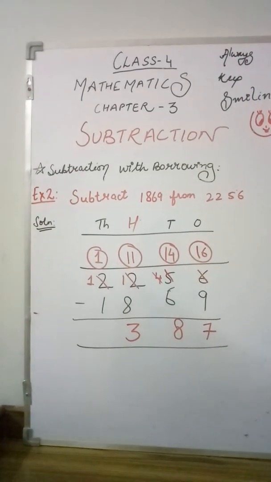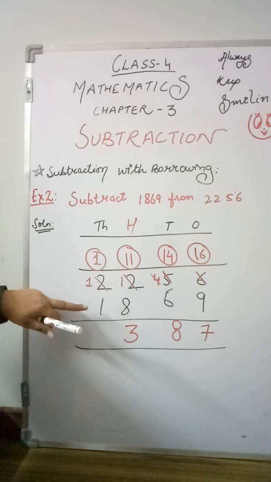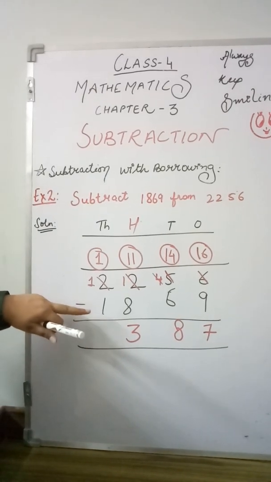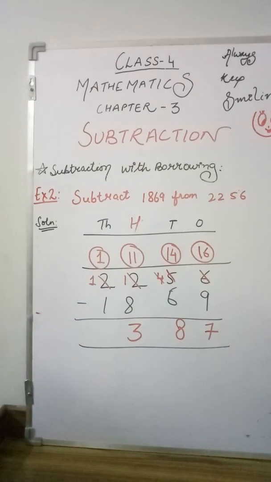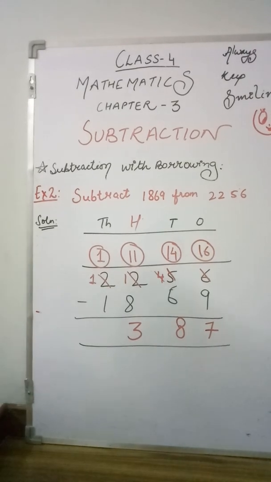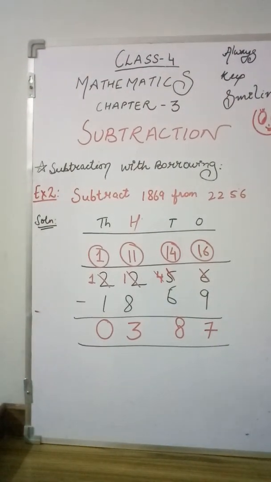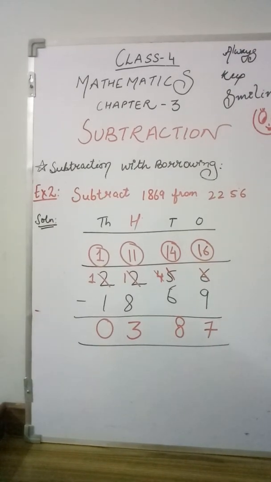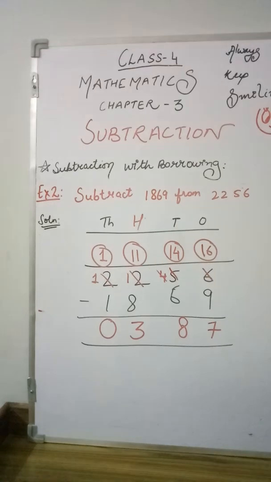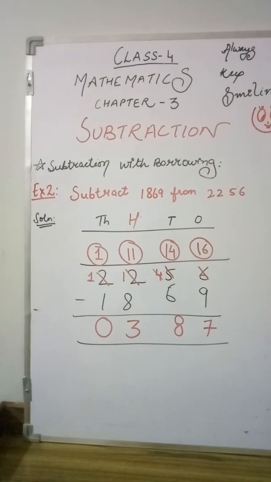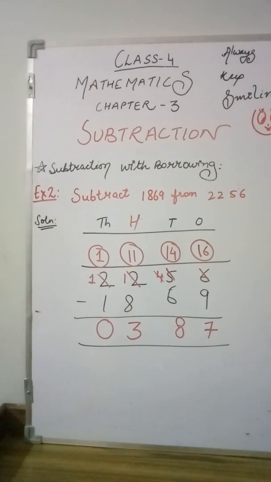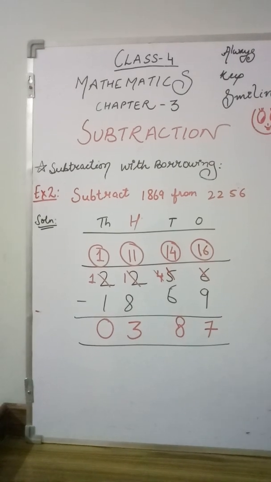And on the thousands place, 1 is there. 1 minus 1, we can easily subtract the same number from the same number. When we subtract the same number from the same number, the answer is always 0. So after subtracting the 4-digit number, the answer is 387. Students, this is the method of subtracting numbers with the borrowing method.